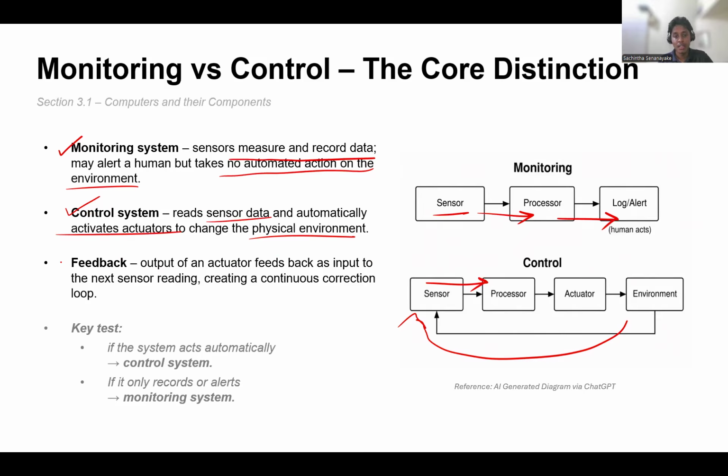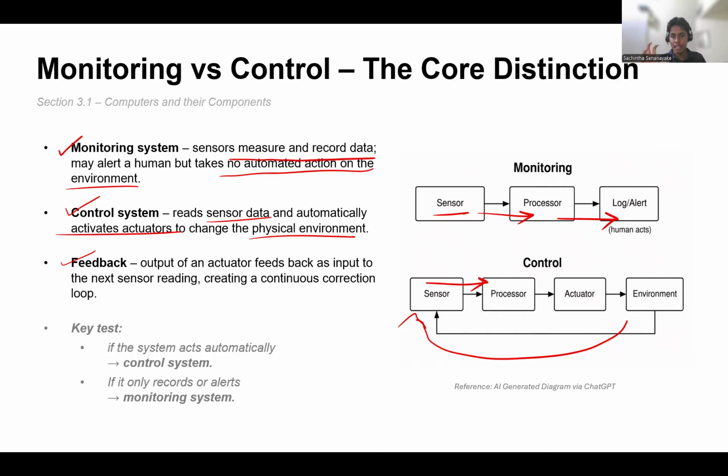Which leads to this concept called feedback, where the output of an actuator feeds back to input to the next sensor reading, which continuously creates this correction loop, right? So it's kind of like homeostasis of the human body, where the human body maintains blood pH levels and things like that, as well as this is the case with animals. So if you guys are familiar with biology, it's kind of a similar system, but the idea is that when you make changes, the environment updates itself, hence changing the next set of sensor readings. So there's this continuous feedback loop that happens with monitoring, that happens with control. Sorry. So that's the idea.